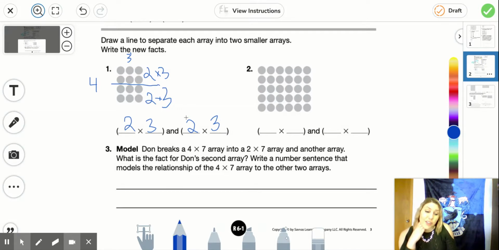And it doesn't ask you to find the answers on this one. But if I was going to, 2 times 3, 2, 4, 6 is that product. 2 times 3 again, 2, 4, 6. And then when I add 6 and 6 together, I know my total for 4 times 3 would be 12 because 6 plus 6 is 12.